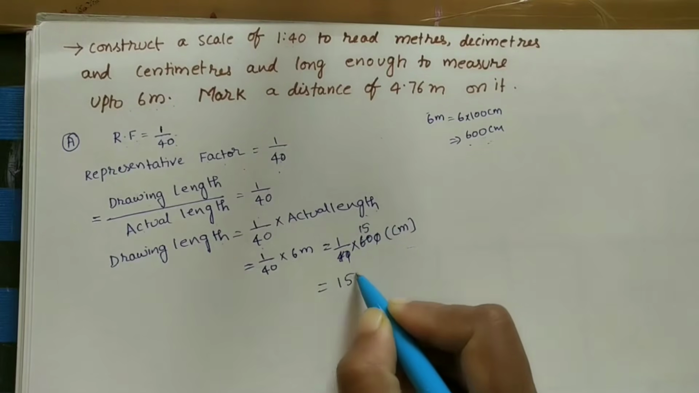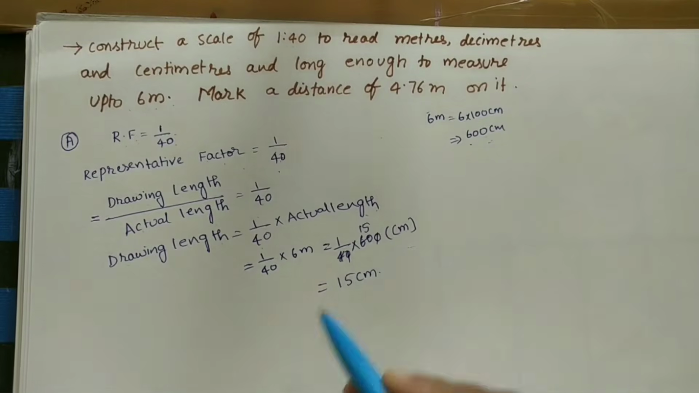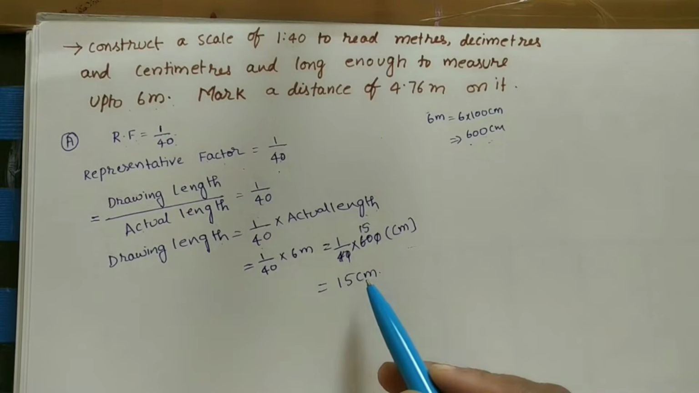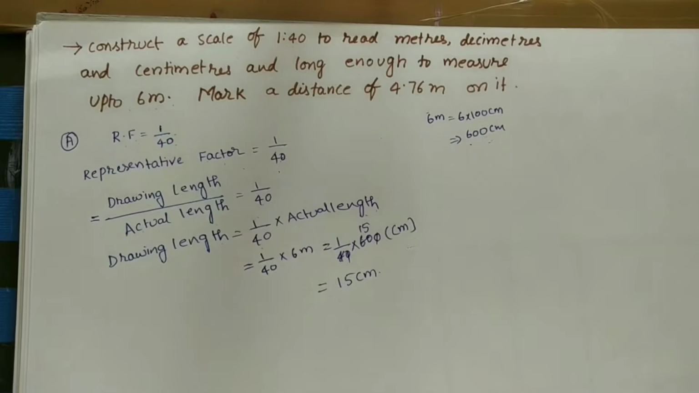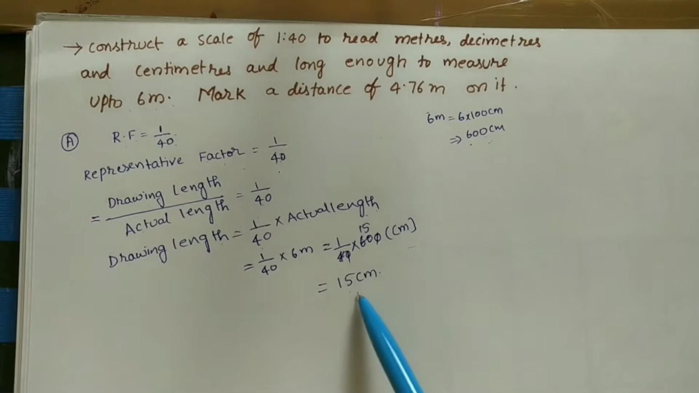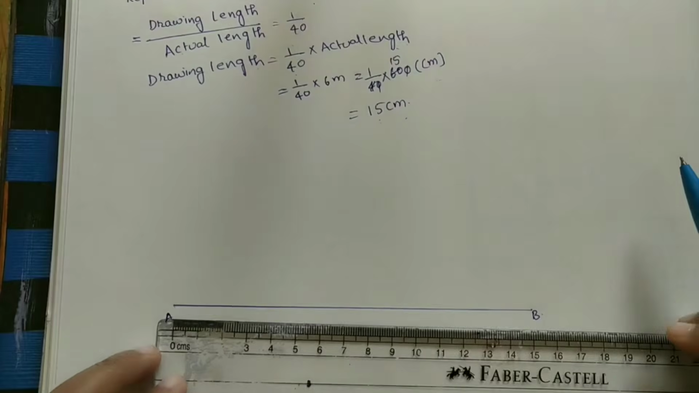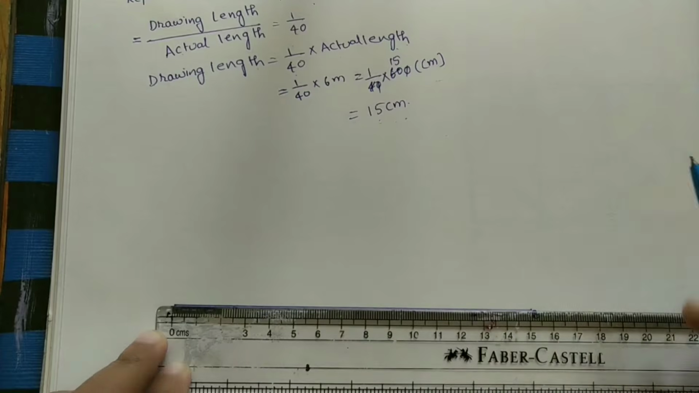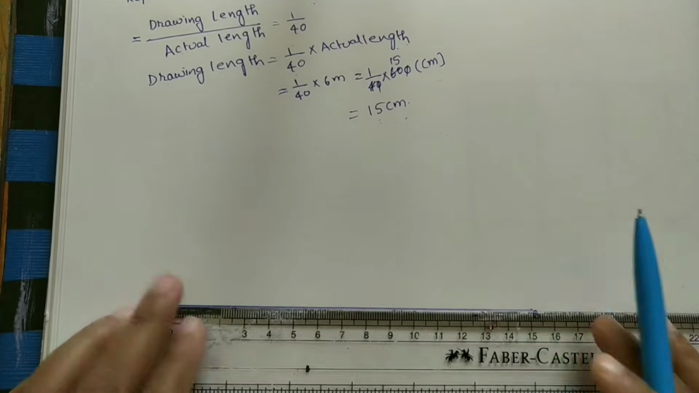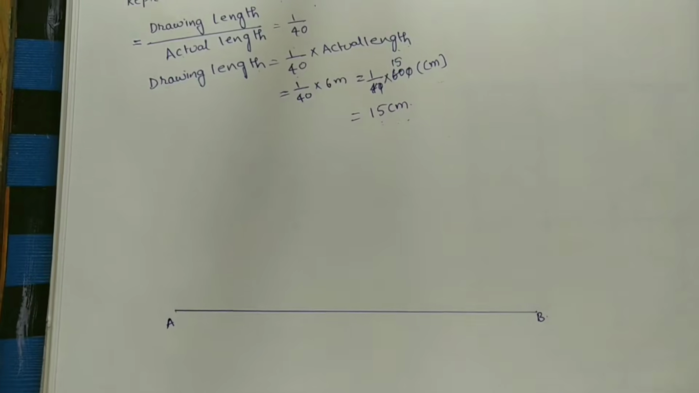So we get 15 centimeters. The drawing length here is 15 centimeters. This 15 centimeters is nothing but 6 meters. So this is the scale we are taking here. First draw the 15 centimeter line. It represents 6 meters. Here I drew the 15 centimeter line, from 0 to 15. So I drew one line. After that I have marked A and B points for the corners.